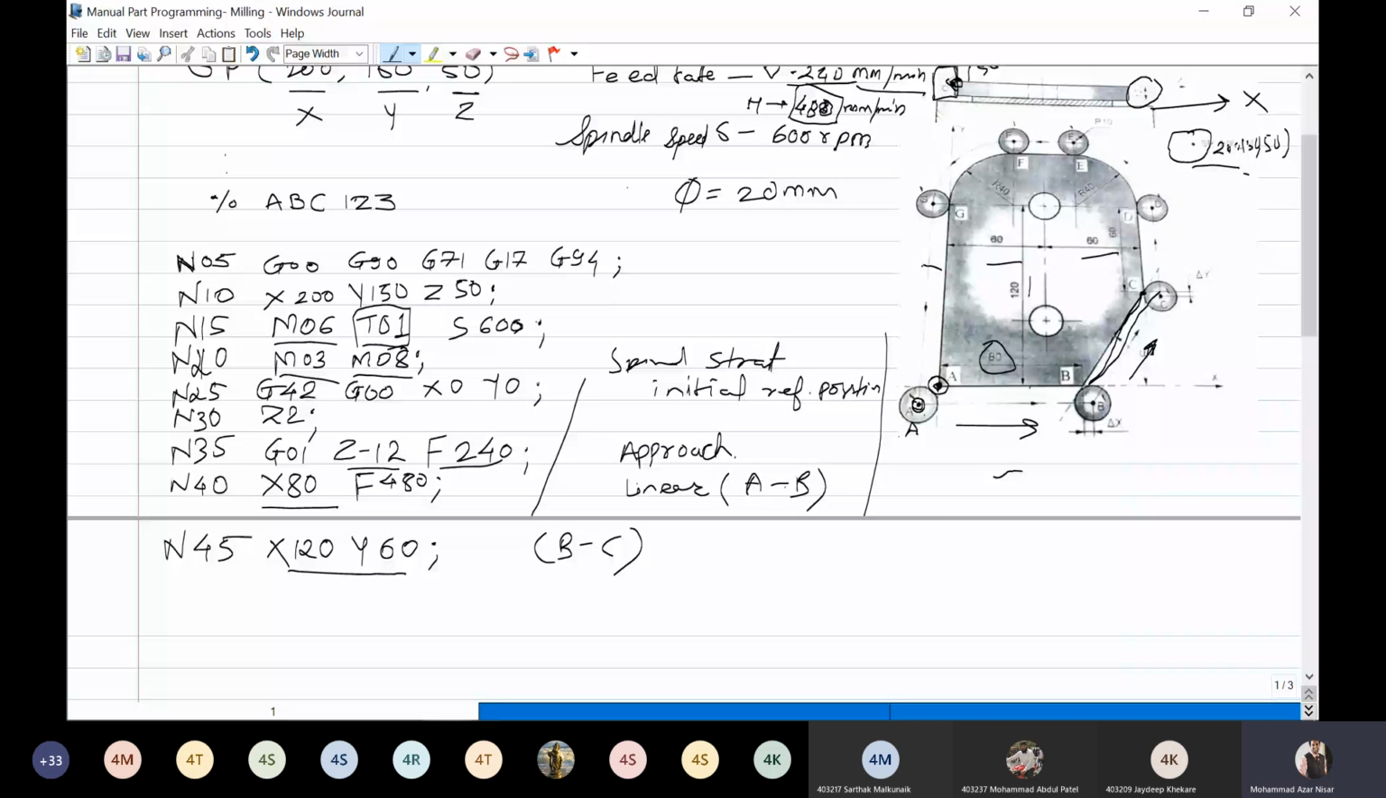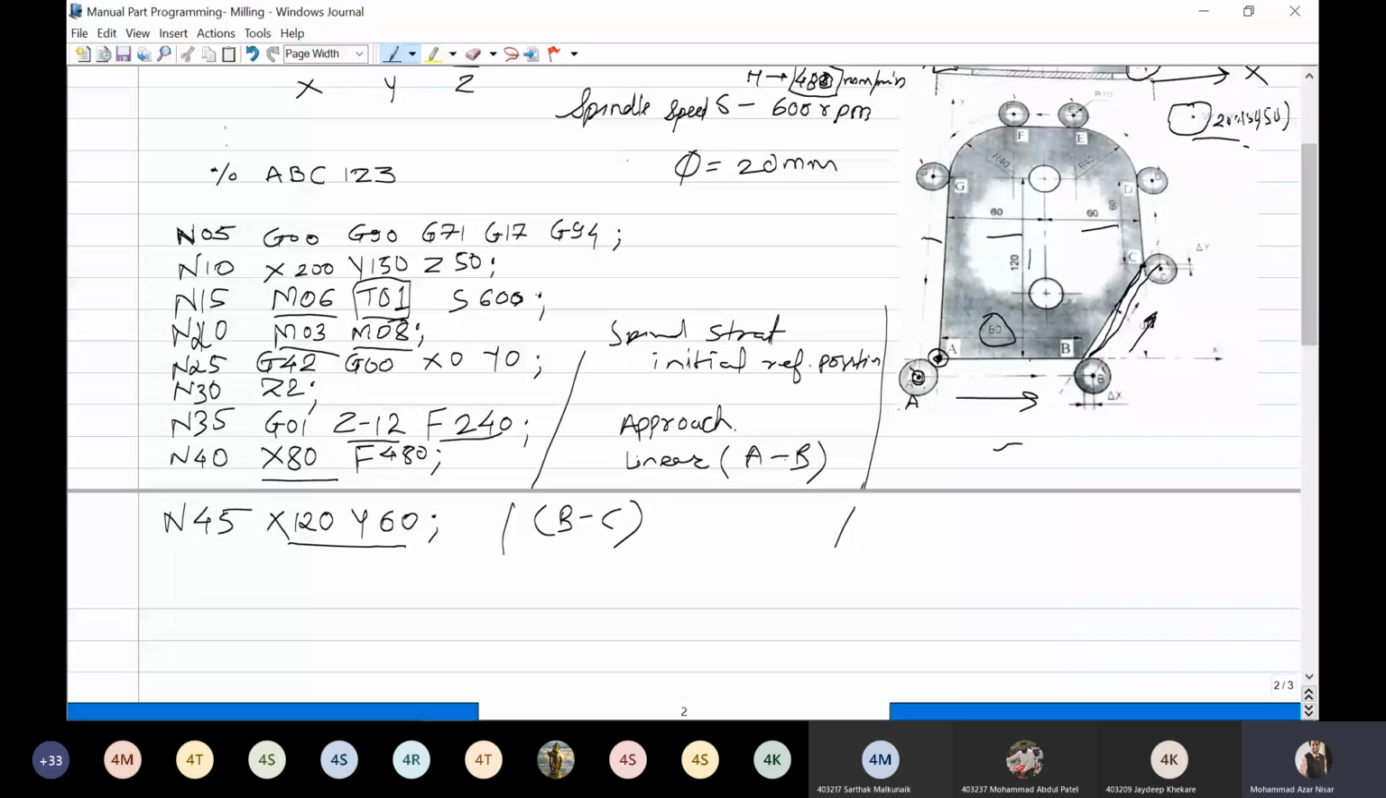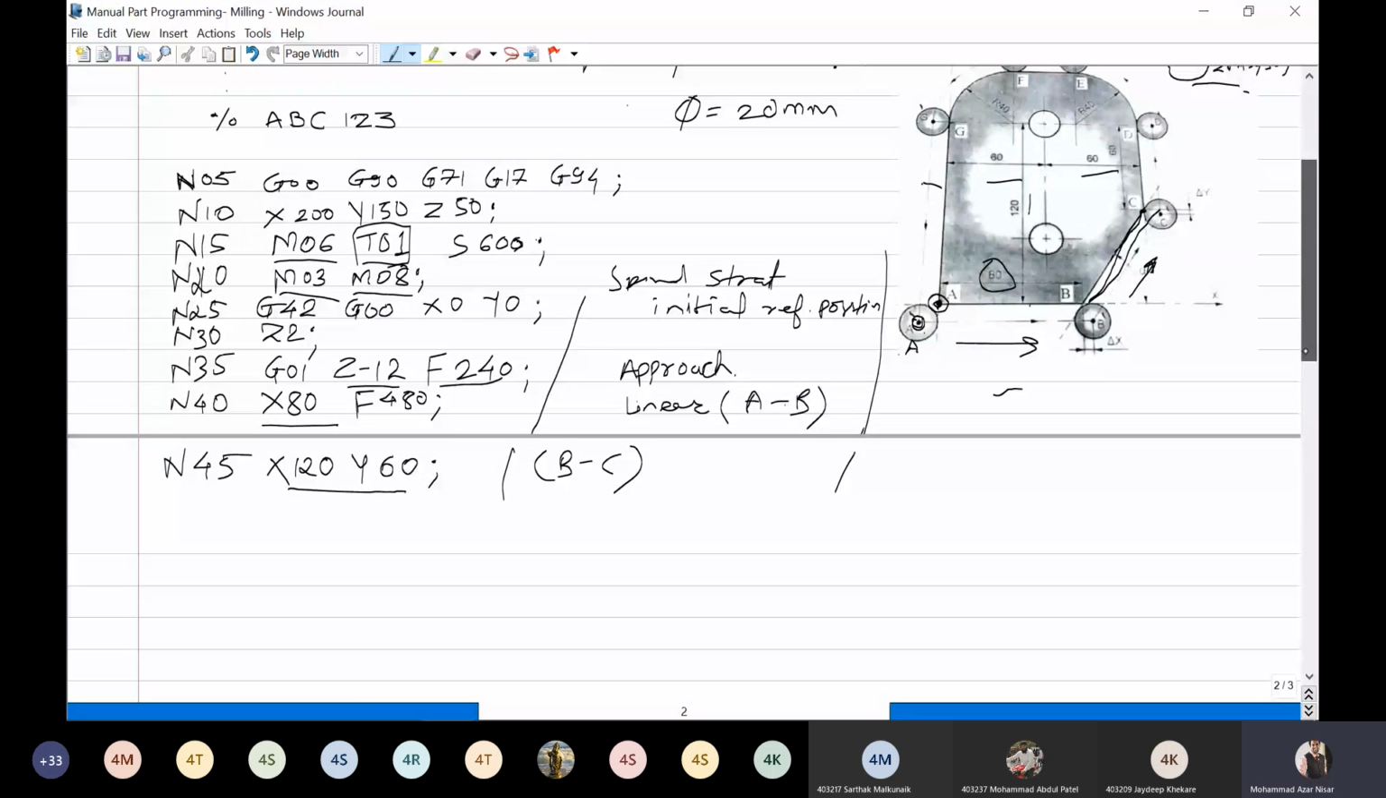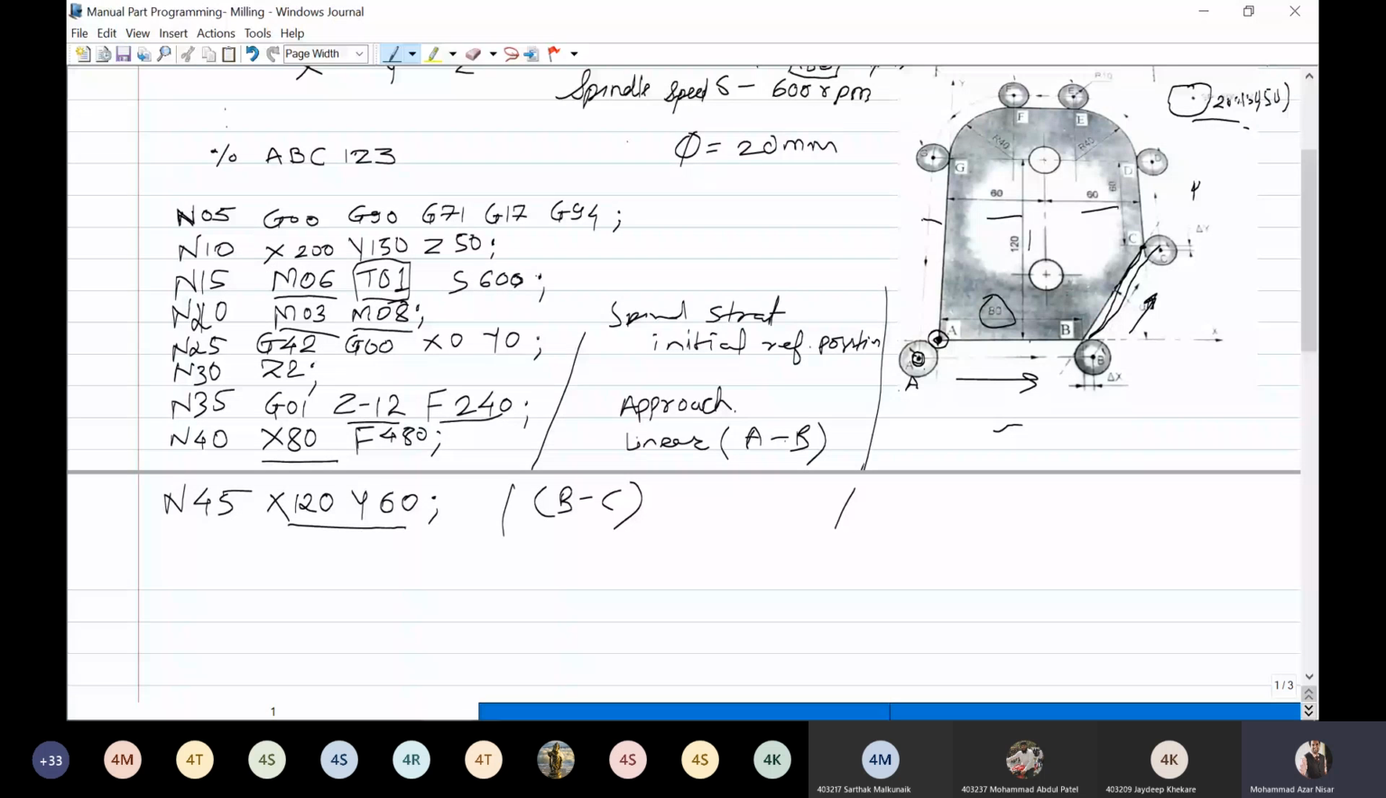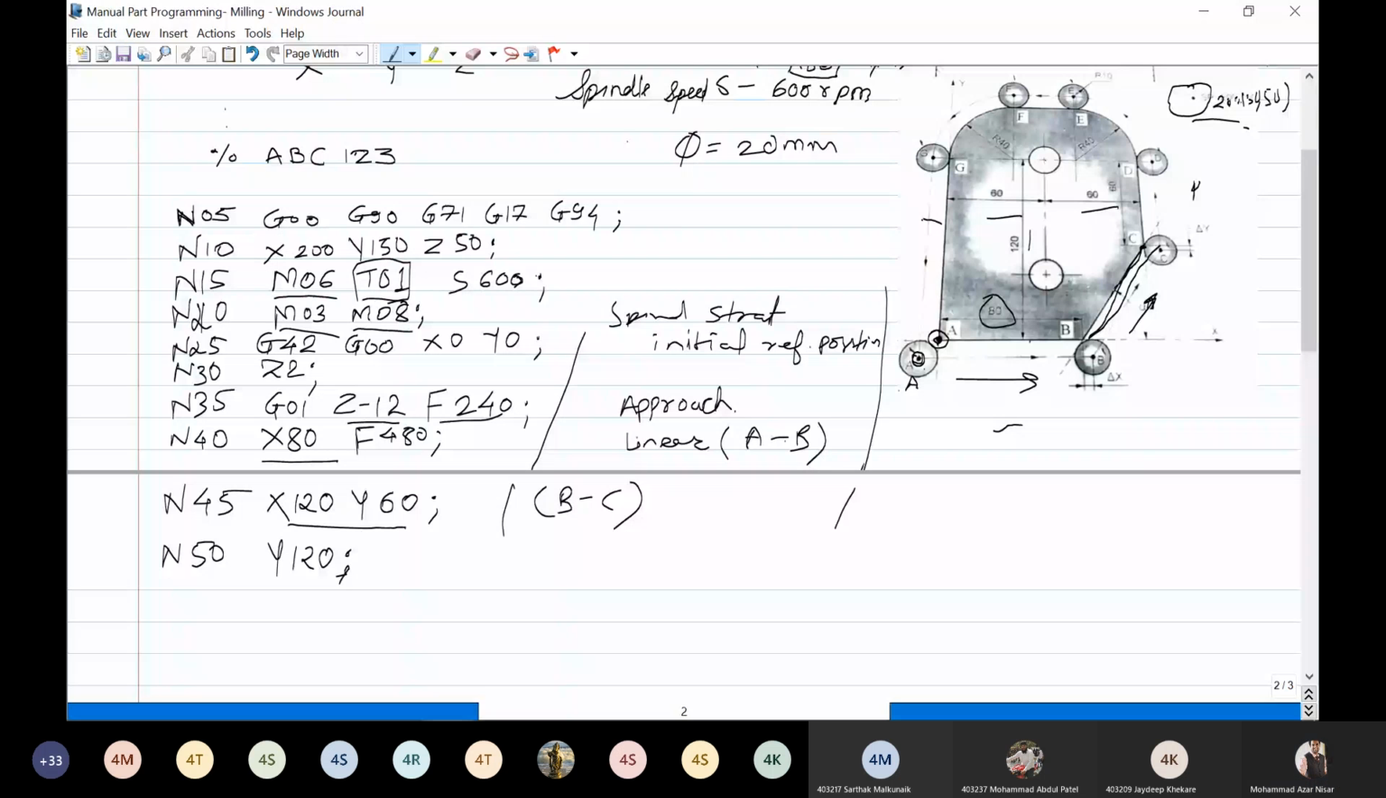Next, now C to D. Now the cutter moves from this position to the D position. Again, there is a linear move, and only the Y direction approach is there. So N50. This 60 plus 60 is equal to 120, so Y 120. Semicolon is used for end of block, or instead of the semicolon you can use the star mark.